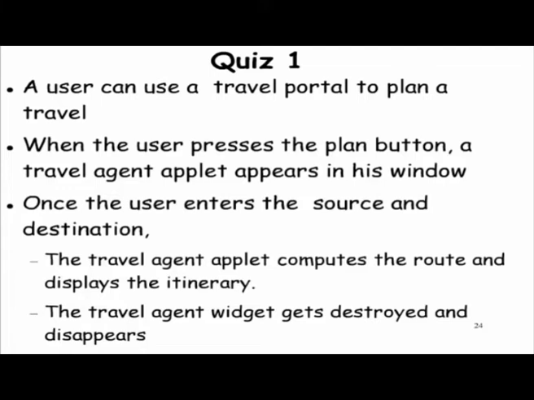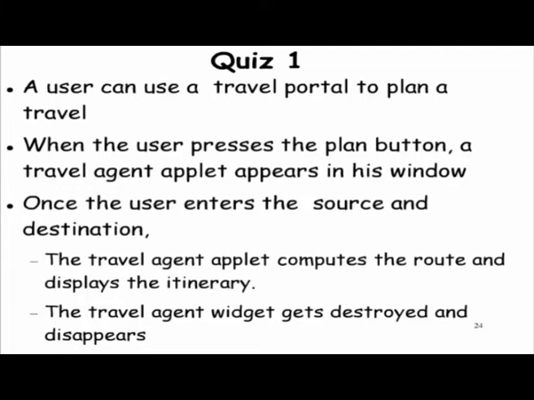display of the itinerary. The use case is plan travel. First the user presses the plan button, and then an applet gets created, and this applet will have fields to enter source and destination, and the user would enter the source and destination. At this, the travel agent applet will compute the route and display the itinerary. Once the user sees this, the travel widget gets destroyed and disappears.